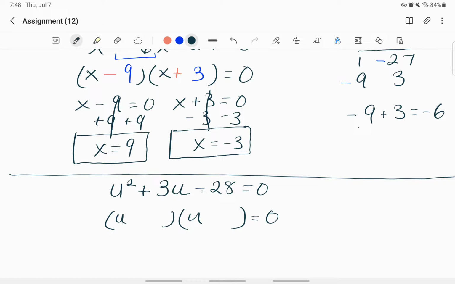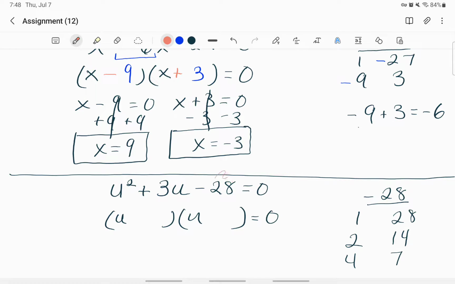Now I want to find two numbers that multiply to negative 28, and when you add them, you get positive 3u. Numbers that multiply to 28. Let's just start off easy first. 1 and 28. 2 times 14. 4 times 7.